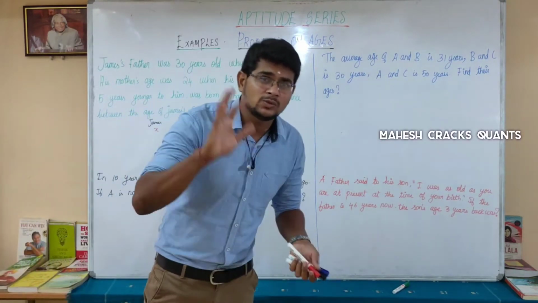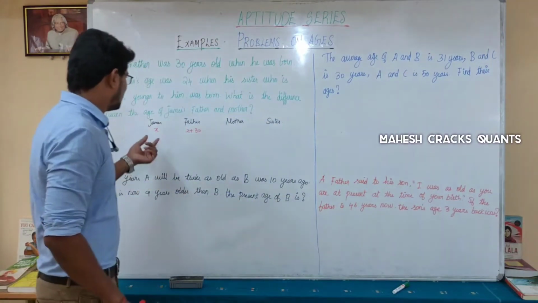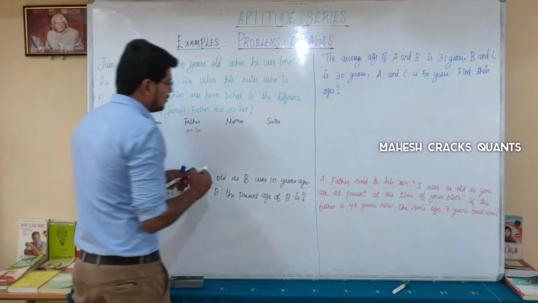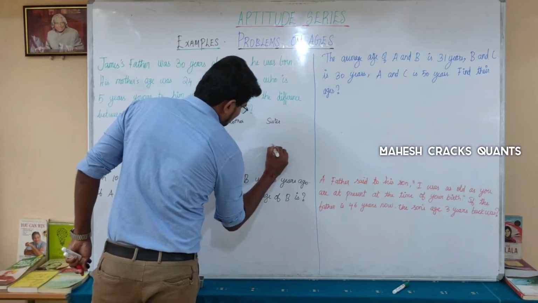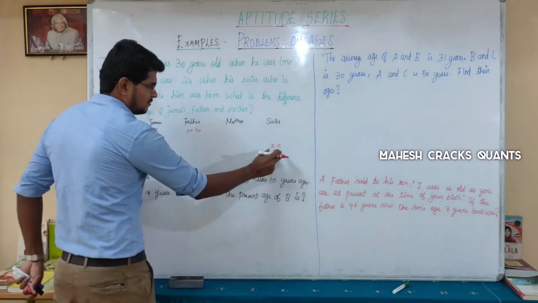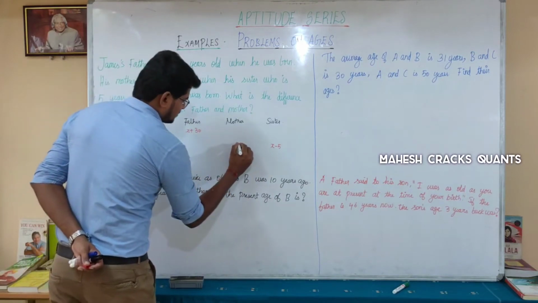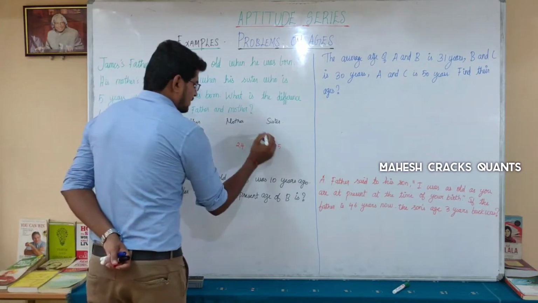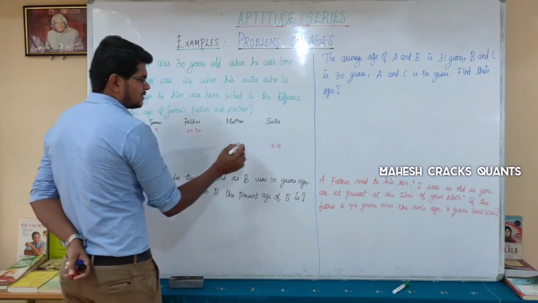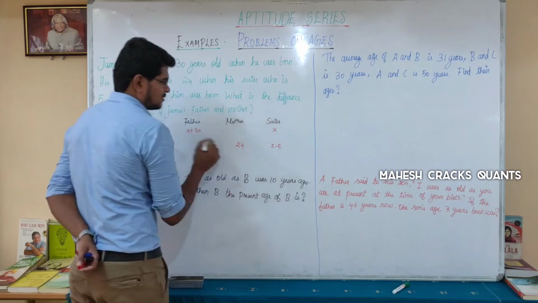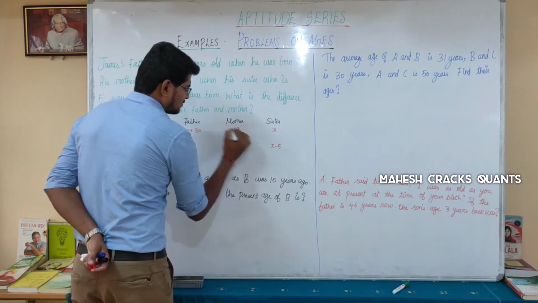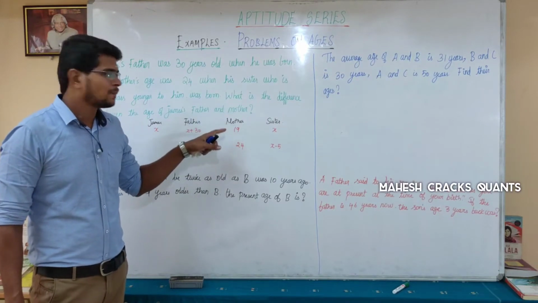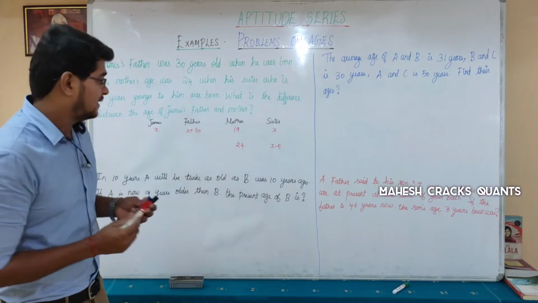5 years younger to James. What is the value? James' value is X. 5 years younger to him, X minus 5. So his sister is X minus 5. When she was born, his mother was 24. When X minus 5 is 24, when it becomes X, what is the value here? Mother's value is 19 because 5 years less. Before 5 years, she might have been 19.